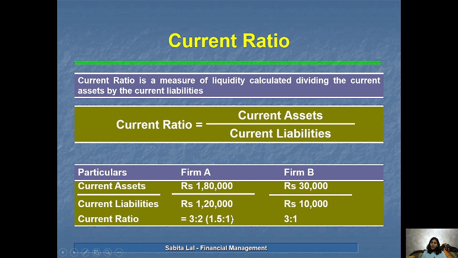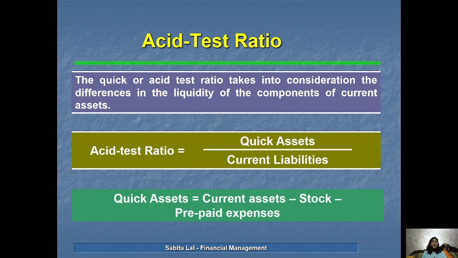So that is 1.5:1. And here it is 3:1. So generally the preferable current ratio is 2:1. So current ratio is your current asset divided by current liability.